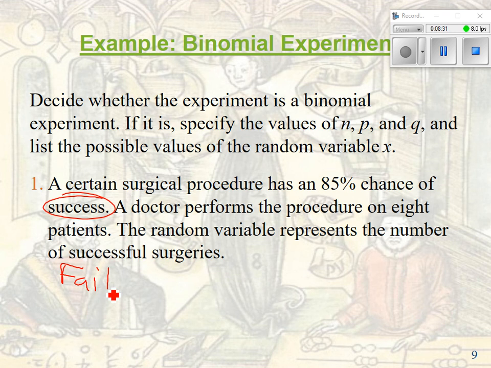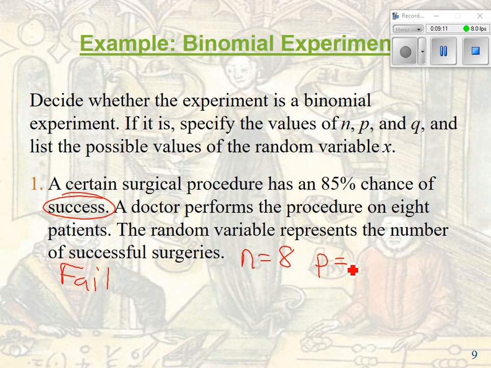The things you got to be able to pick out on these problems: you got to be able to pick out N. N is the total number of trials. How many trials are they doing in this case? 8. And you got to be able to pick out P, which is the probability. And you got to be careful with this, because sometimes they'll change the problem around and say something like, what's the probability that 3 of the surgeries are failures? Then you want to look at the failures instead of the successes. So you can't always just use those 2 words.